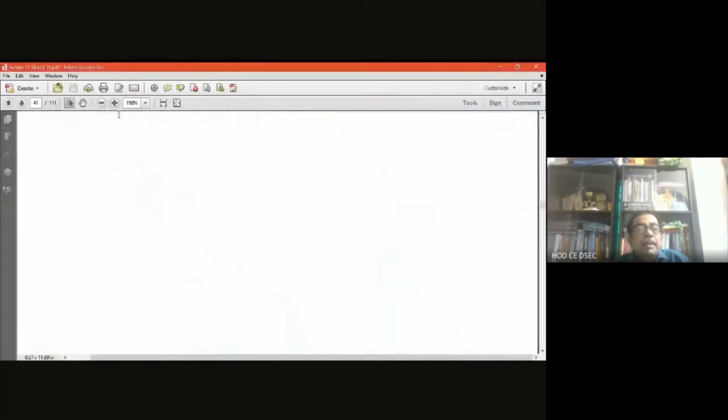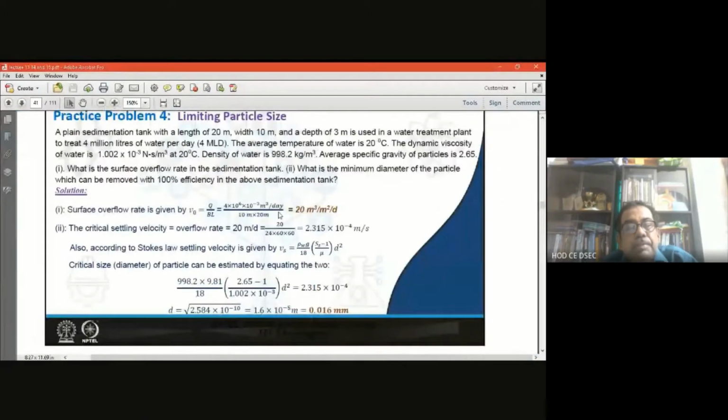Yes. A plain sedimentation tank: length is given 20 meter, width is given 10 meter, depth is given, that is 3 meter. Now it is used in a water treatment plant which treats 4 million liter per day, 4 MLD, that means Q is given. Average temperature 20 degrees centigrade is given, dynamic viscosity is given, and density of the water is given. The average specific gravity of the particle is also given.